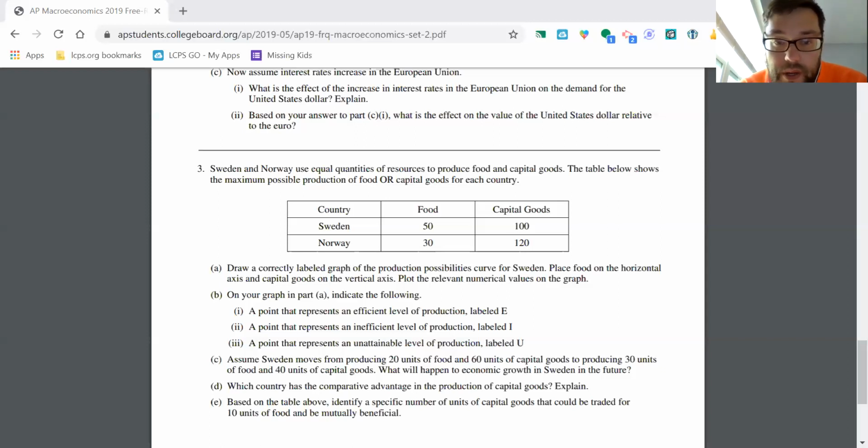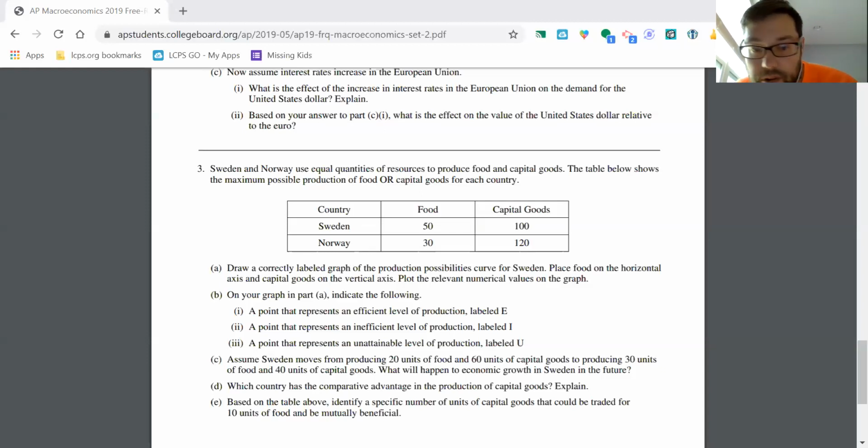we have to go calculate Norway. Okay, so same way, same thing. We're going to start with the opportunity cost of food for Norway. We have different numbers here, so this is going to be 120 over 30, okay, for capital goods. And flip it, right? So it would be 30 over 120, so reciprocal, right? 1/4 unit of food.